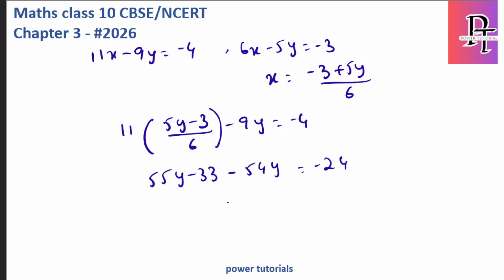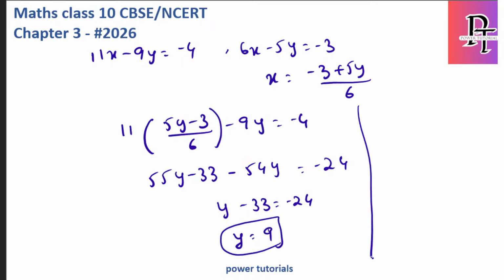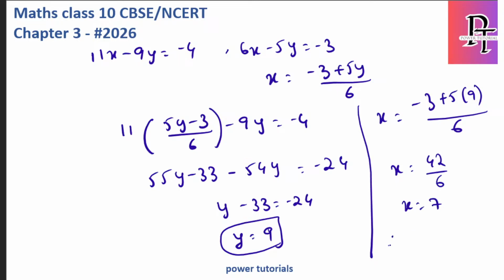Okay, 55 minus 54, simply y minus 33 is equal to minus 24, or y is equal to 33 minus 24, which is nothing but 9. So we got the y value, which is 9. Substitute the y value here. I will get x is equal to (minus 3 plus 5 into 9) by 6. So x is equal to minus 3 plus 45, which is 42 by 6, which is nothing but 7. Therefore the fraction is equal to x by y, which is 7 by 9.